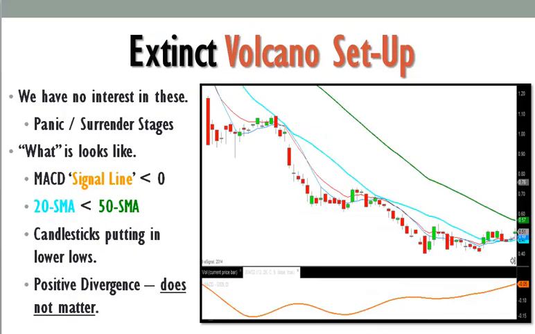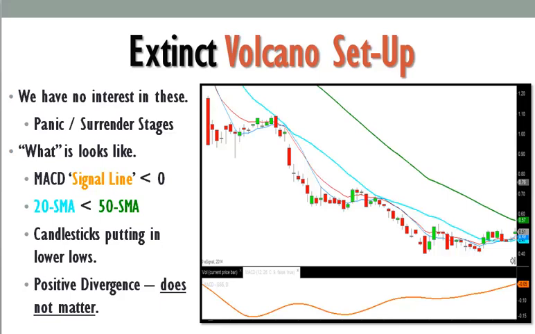So the first classification is the extinct volcano setup, and with these we have no interest. These are not breakout trades. Remember back to the psychology, these are not in the psychological stage that we want them to be in. It's still too risky. Now if we are looking for some sort of bounce strategy, then yeah, this could be a possibility, but this is not a bounce strategy. This is all about breakouts, and with extinct volcano setups, it's just not in our favor.